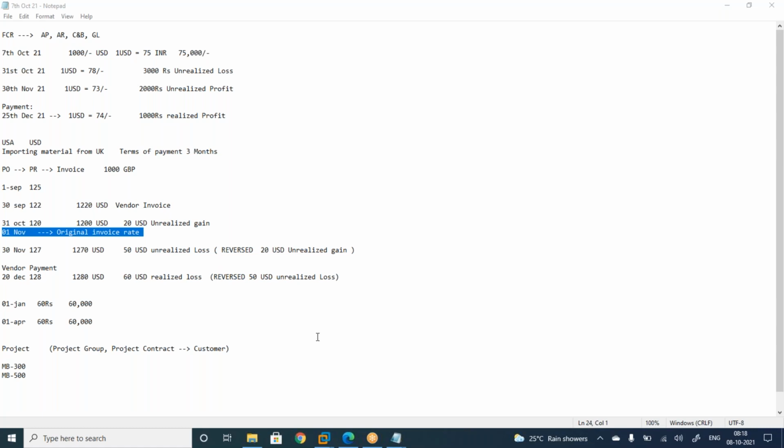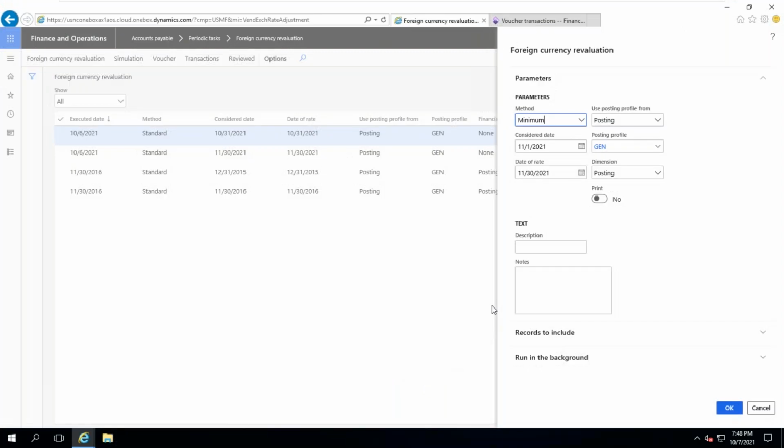At least they need to unmute, they need to mute and they need to speak. Sorry. Fine. So here if you map minimum, it means if it is a loss only it will be posted, if it is a profit it will not be posted. Usually I want whether it is a loss or profit. This is standard. But if you select minimum, then only if it is a loss it will be posted. If it is a profit it will not allow you to post.